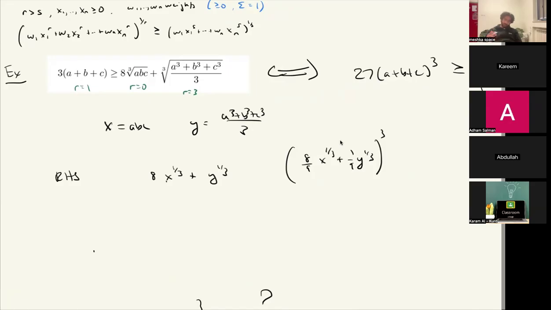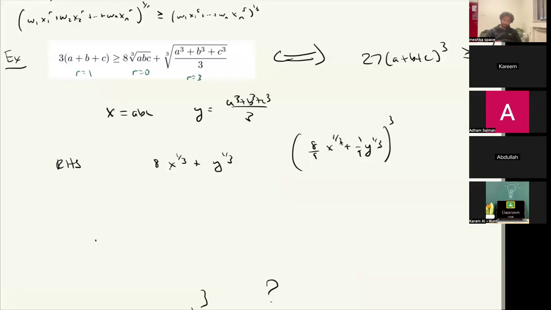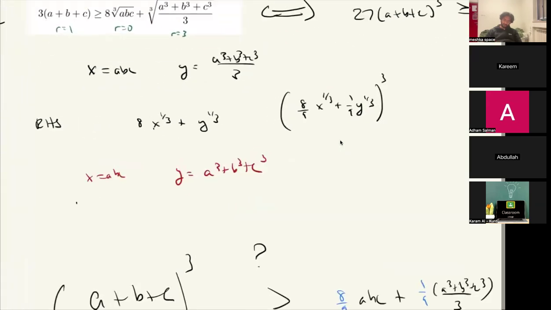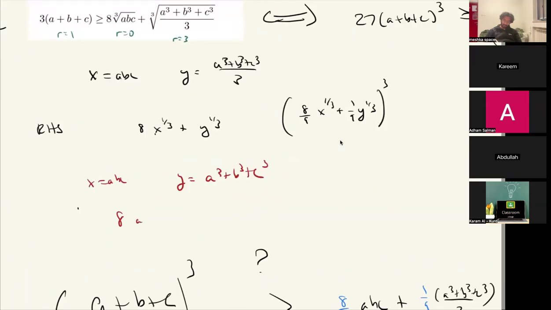There's one other point I wanted to make, which is why did we use abc and (a cubed plus b cubed plus c cubed) over 3? Because you can also imagine, what if we used abc and y is a cubed plus b cubed plus c cubed? Now I'll write 8 times abc to the 1/3 plus, I can pull out this constant, right? And you can try to use power mean on that. You can try to say this is less than or equal to something.